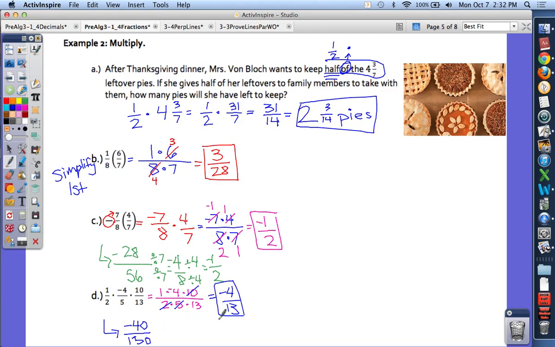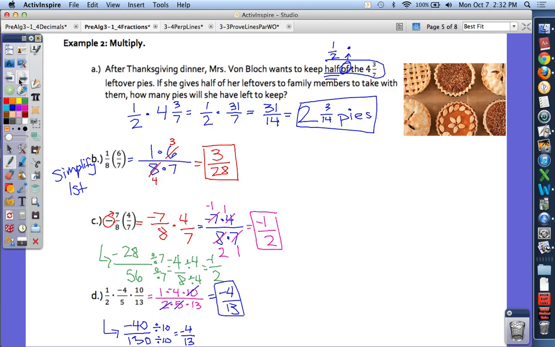You can still do it. You will get the same answer. These are both divisible by 10. When you divide out of 10, you get that negative 4/13. So again, different process, different order of steps here, but the same answer.